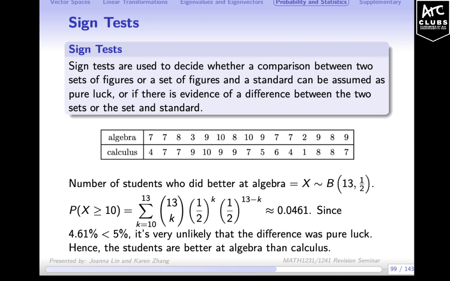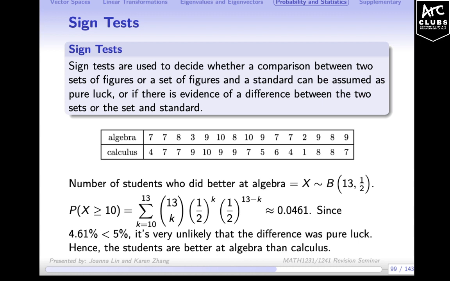So if I look at the example below, this table just shows the marks of 15 students in their algebra and calculus test. For example, the first student scored a 7 in algebra and a 4 in calculus, and so on. How we do these questions is, first, you ignore the students who essentially got the same mark for both algebra and calculus, because they won't be helping our analysis anyway. So you ignore the second student and the 14th student.